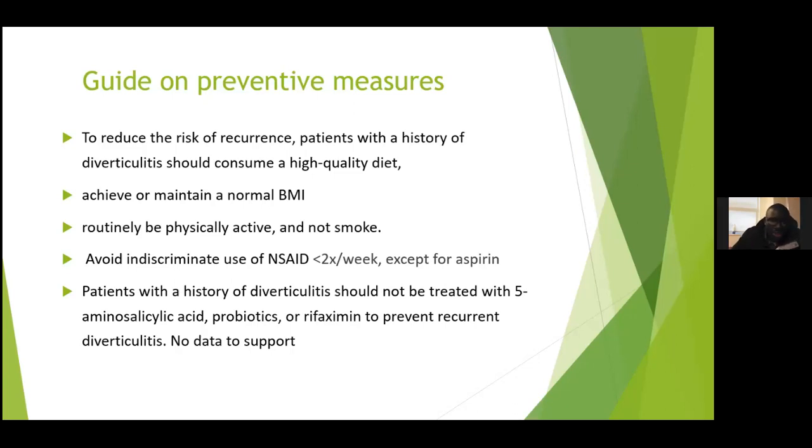Now, those with a history of diverticulitis should not be treated with 5-ASA according to their guideline, and rifaximin or probiotics do not really have any good evidence for that. So they do not recommend these. Some other guidelines, I think one or two guidelines did recommend. I think the European guideline did mention rifaximin, but I think this guideline did not recommend that.